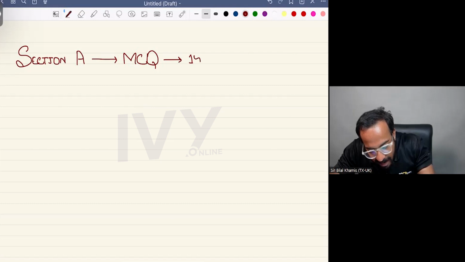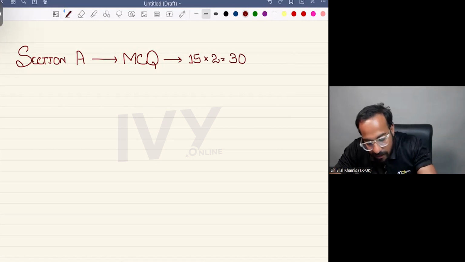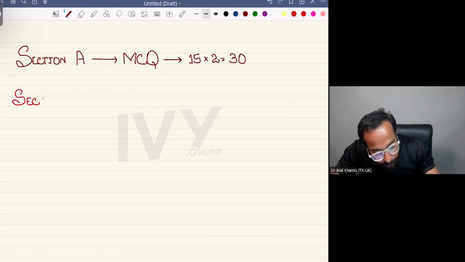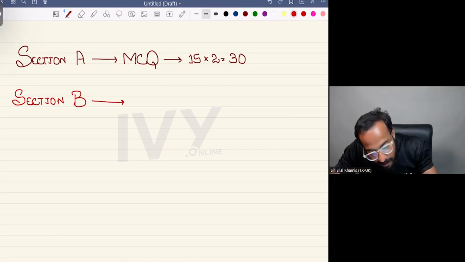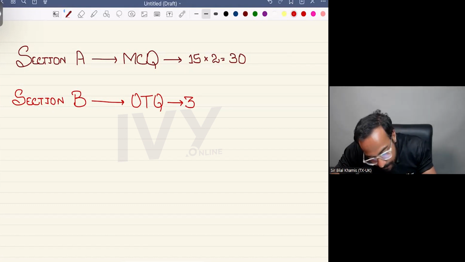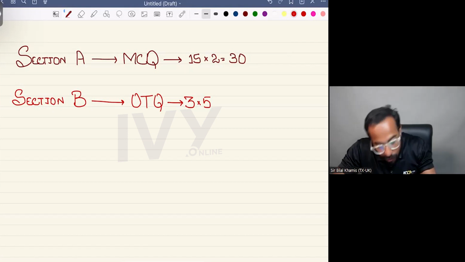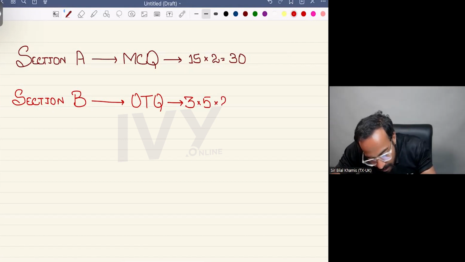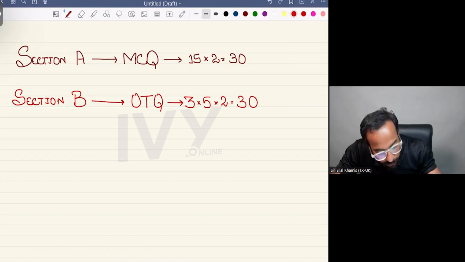Section A will have 15 MCQs and every MCQ has 2 marks, making 30 marks. Then you will have section C in the paper. Sorry, section B. It is objective test questions. In the paper, you will have 3 objective test questions. Every question has 5 small questions. Each belongs to 2 marks. So you are covering the 30 marks from here.